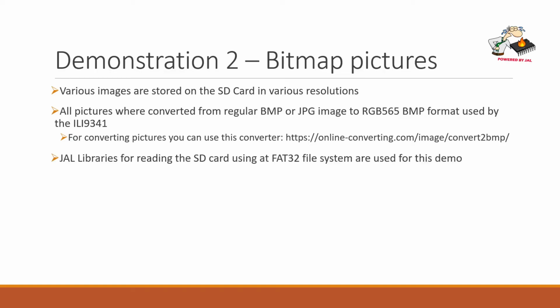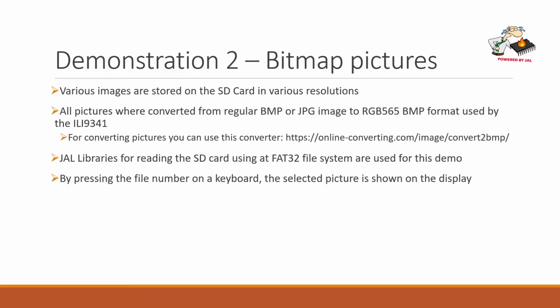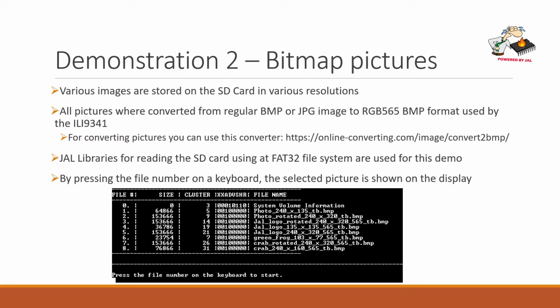For reading the SD card, I'm using two JAL libraries, one for reading the SD card and one for handling the FAT32 file system. Then the PIC is connected via serial interface to a computer, and by selecting the file number on the computer, the picture will be displayed on the display. And this menu on the computer looks like this. So in the video I will show file number 1 to 8.